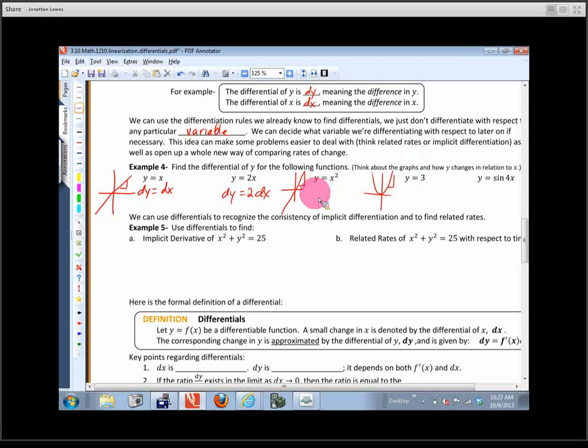So watch what we get here. dy would equal the derivative of the outside, leave the inside alone, or differential of the outside, leave the inside alone, and then times what's the differential of x? dx. Okay? So there's the differential equation that comes from this. Here it is for this and this. Okay? What about this one?